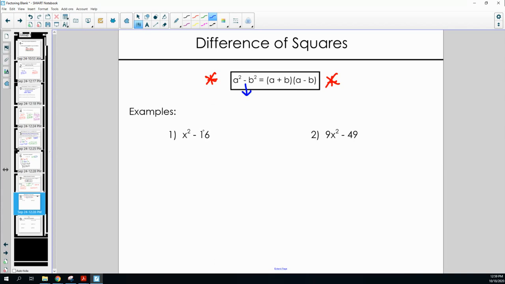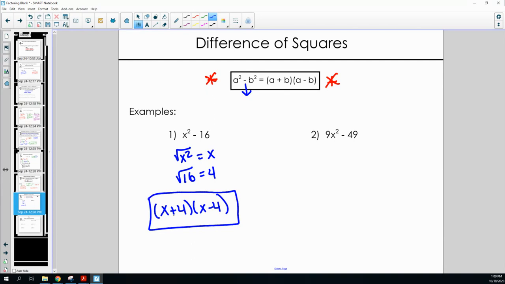Basically, what we're going to do is take the square root of each of these, and then we're going to write them as one plus and then one minus. So for instance, my x squared, if I take the square root of x squared, I get x. If I take the square root of 16, I get 4. So to factor this, I would have x plus 4 and x minus 4. And this would be fully factored. Now you could always double check by foiling it together.